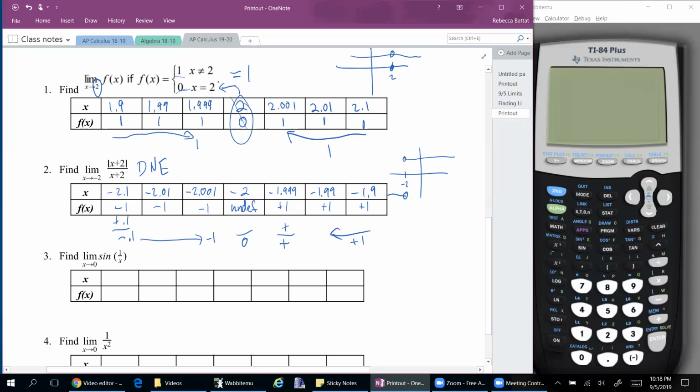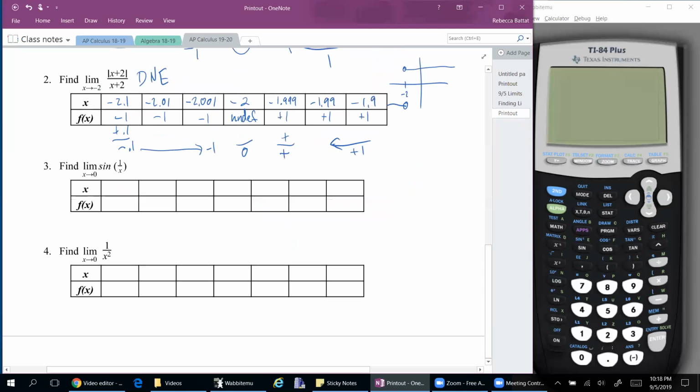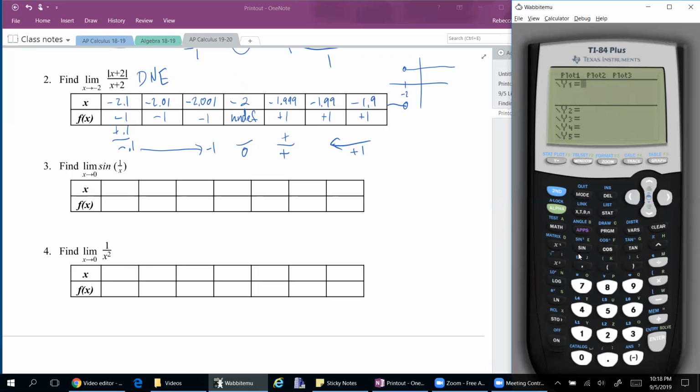Let's look at the next case. A lot of students tend to get afraid when they see trig functions. Don't be afraid. They're your friends. So let's find sine. Let's put this one in our calculator. Y equals sine, alpha y equals, enter for our fraction, 1 divided by x.